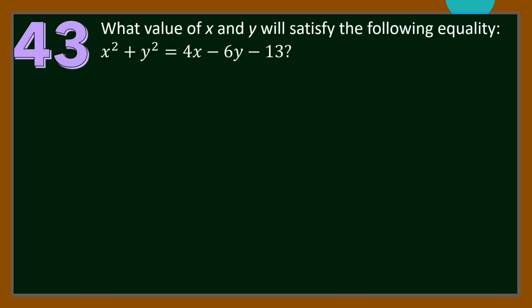Number 43. What value of x and y will satisfy the following equality? X squared plus y squared equals 4x minus 6y minus 13. For our solution, let us subtract 4x and add 6y to both sides of the equation. So we'll get x squared minus 4x plus y squared plus 6y equals negative 13.